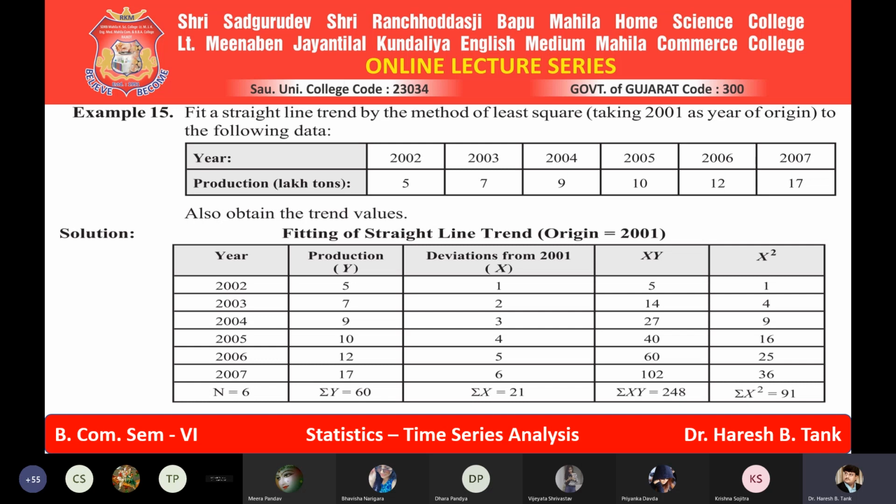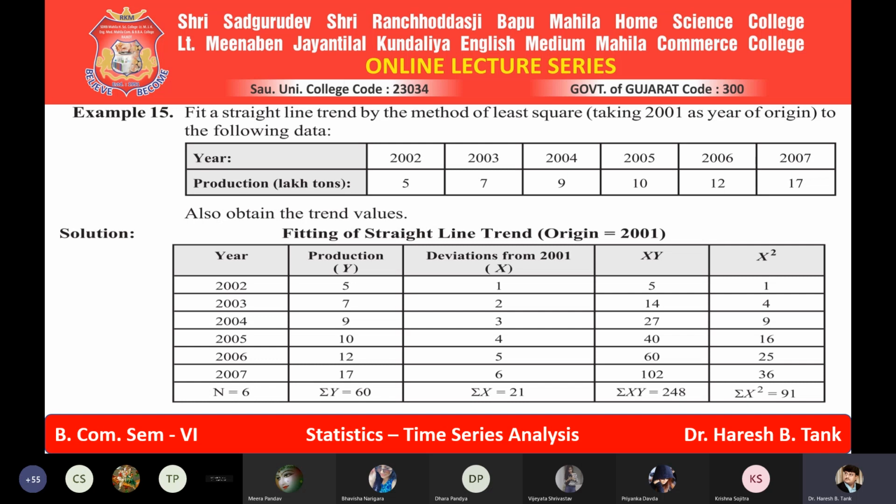Okay. Put it in a column and make a sum of that column. 5 plus 7 plus 9 plus 10 plus 12 plus 17. If you make a sum of each of them, it comes to summation of y, which is equal to 60. Are you getting it? Just confirm it. Yes, sir. Okay.